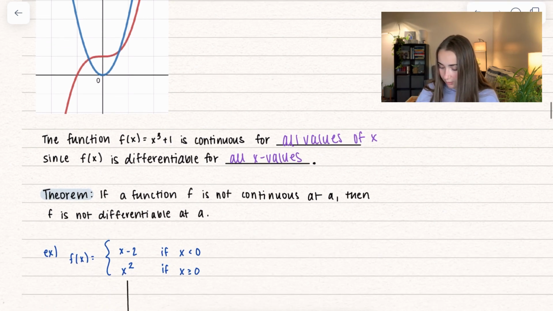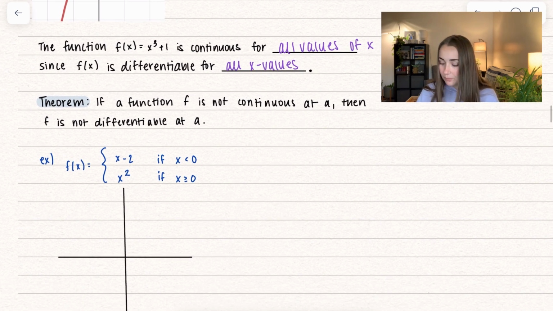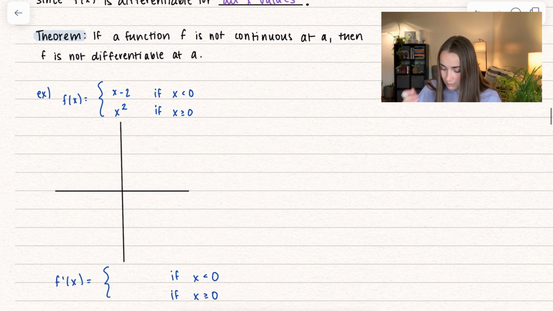So we have another theorem. We get a bit more interesting here. If a function f is not continuous at a value a, then immediately f is not going to be differentiable at a. So if we took the derivative and we plugged in a, we would get some kind of illegal value. So let's go ahead and take a look at this. We have f of x equals x minus 2 when x is less than 0, and x squared when x is greater than or equal to 0.